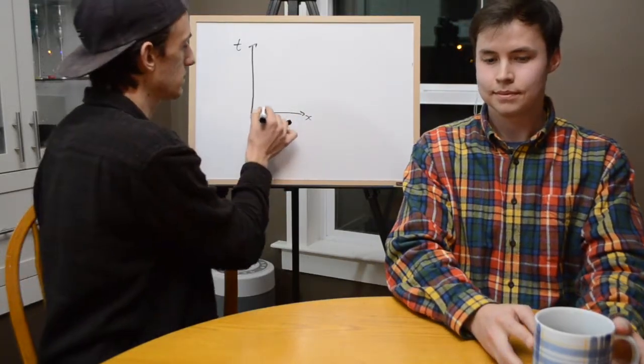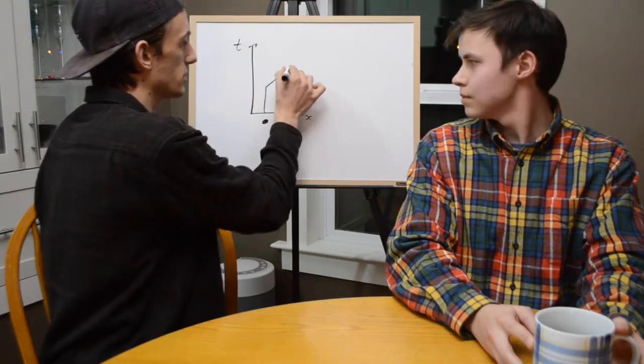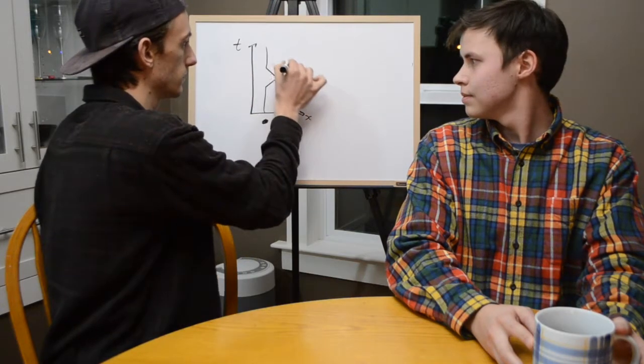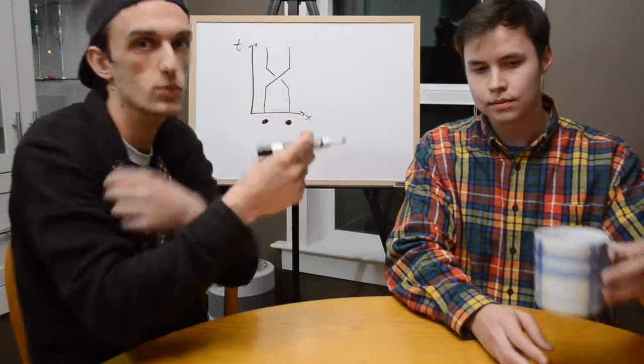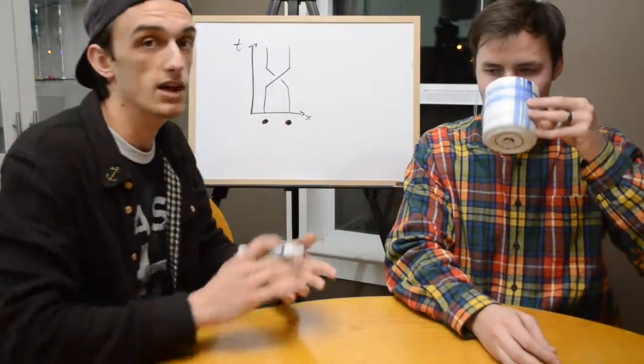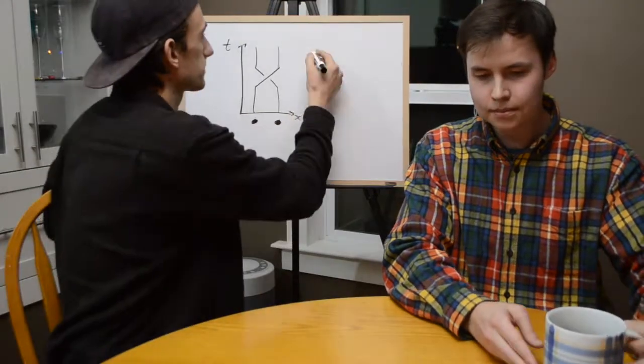So if I take these particles and I swap their positions like this, we have a braid. All I've done is taken the particles and I've switched their positions. And this can be done for multiple particles as well.